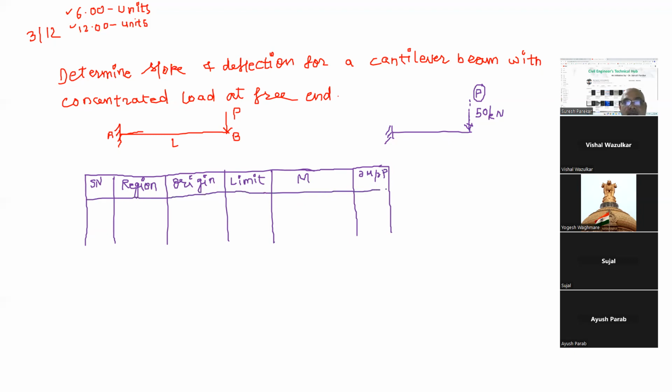So we have only one region, and we will consider X over here. So we have region BA, origin B, limit 0 to L.